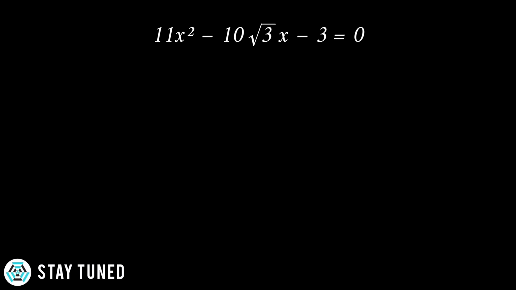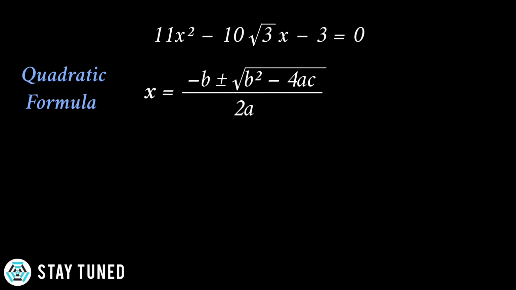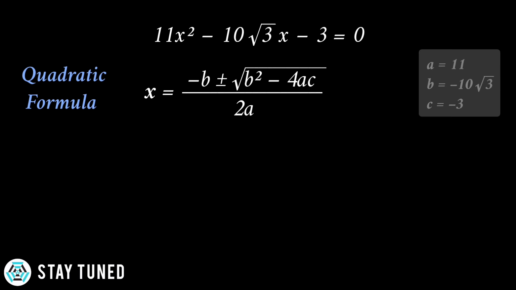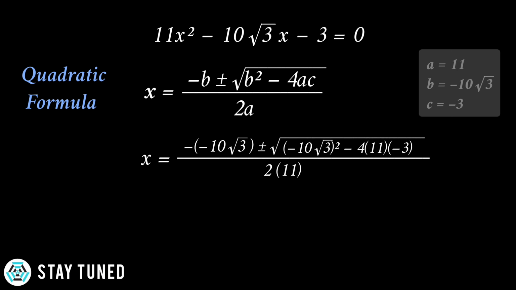For the second solution, I'm going to use the quadratic formula. x is equal to minus b plus or minus the square root of b squared minus 4ac all over 2a. Here, a is equal to 11, b is equal to minus 10 root 3 and c is equal to minus 3. Next, we would substitute for a, b and c in the quadratic formula. On simplifying, we get the roots as square root of 3 and minus square root of 3 by 11.